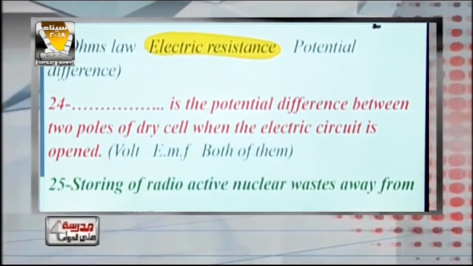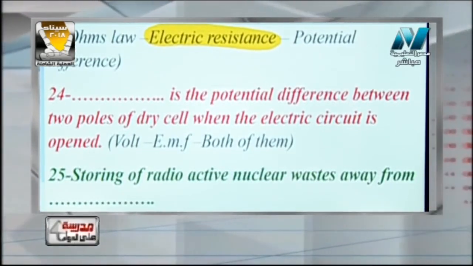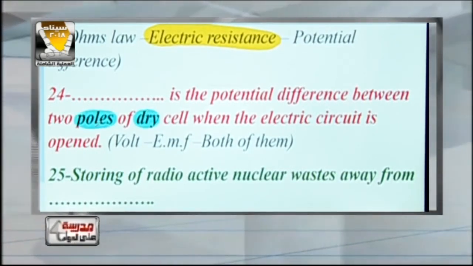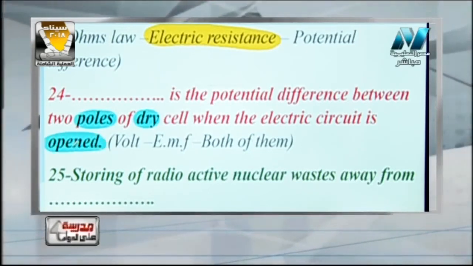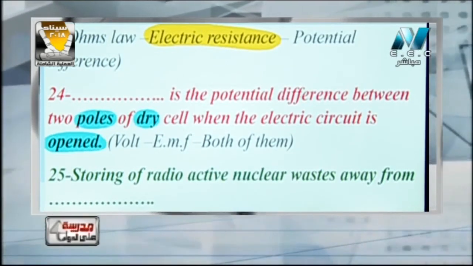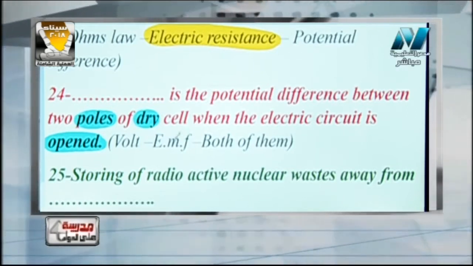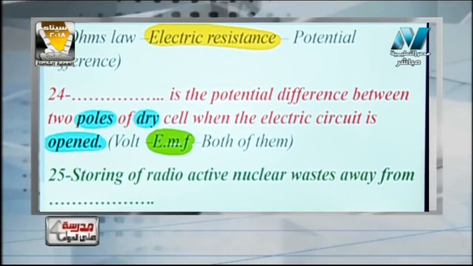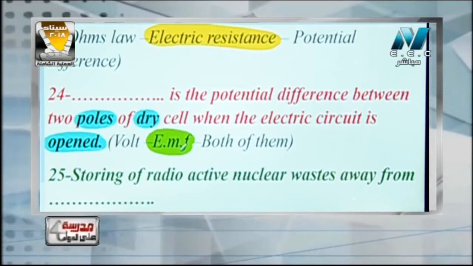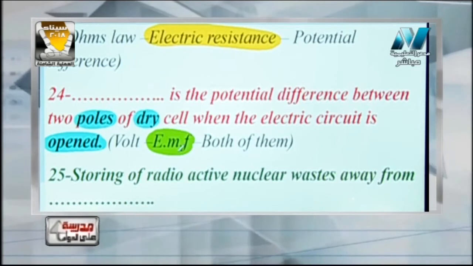Question 24 says: what is the potential difference between two poles of a dry cell when the electric circuit is opened? Of course here we talk about electromotive force. How did I know? Because it said between two poles of a dry cell and it said the electric circuit is opened, meaning no electric current passes or will pass in this electric circuit.